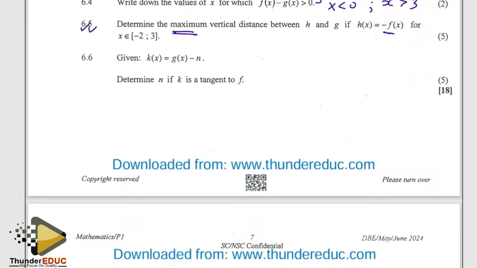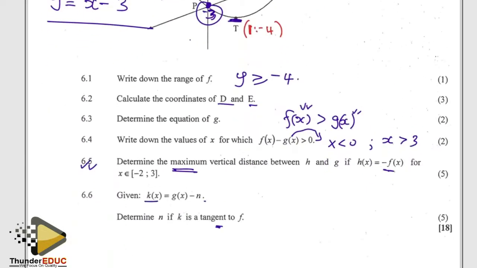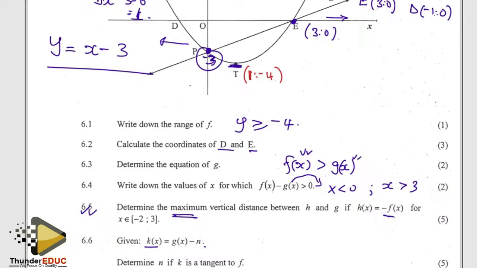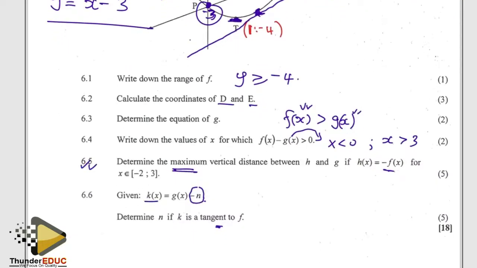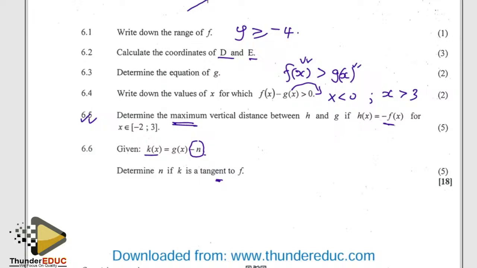And then 6.6, given that k of x is g of x minus n, determine n if k is a tangent. So now we know that g of x is a straight line, correct? K of x is something extra, which means it's a new graph, and this minus n is just a shift. In other words, this graph is being moved downwards or upwards. But since there's a minus, it was moved downwards. So that becomes a tangent at some point. I don't know whether it's at this point or whichever point it is, we're going to find that out. They want us to get what n is exactly.